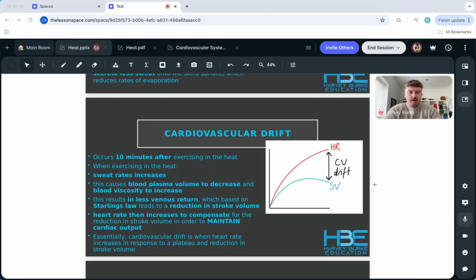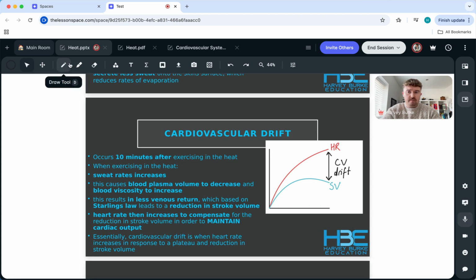Hi guys, so today we're going to go through the topic of cardiovascular drift for both OCR and the AQA specification. So for OCR, this is part of the training in the heat topic, and for AQA, it's just part of the cardiovascular system. And often in the mark schemes, you actually get a mark for acknowledging that cardiovascular drift is a side effect of exercising in the heat.